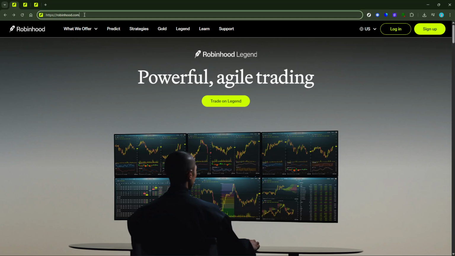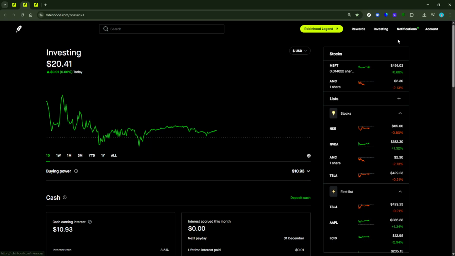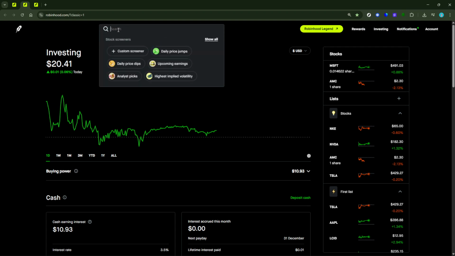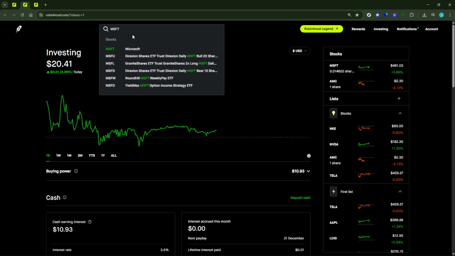First, you'll want to log into your Robinhood account through your preferred web browser. Take a moment to ensure that your login details are entered securely. Once you're in your account dashboard, you'll see a search bar at the top of the page. Here, type in the name or ticker symbol of the stock you're interested in. As you type, Robinhood will display matching results. Click on the correct stock to navigate to that stock's detail page.